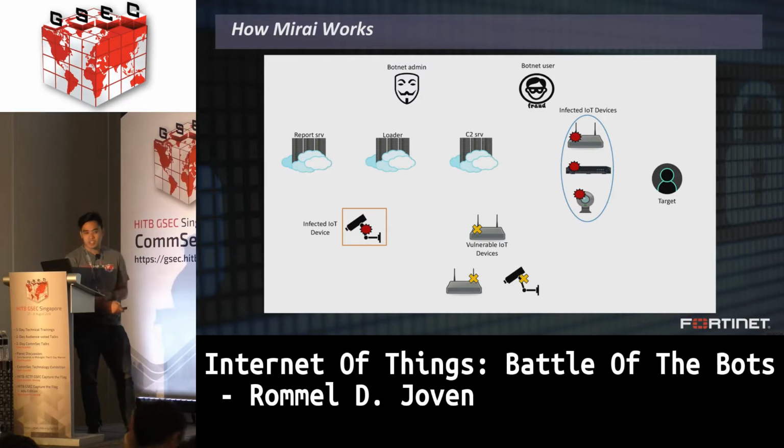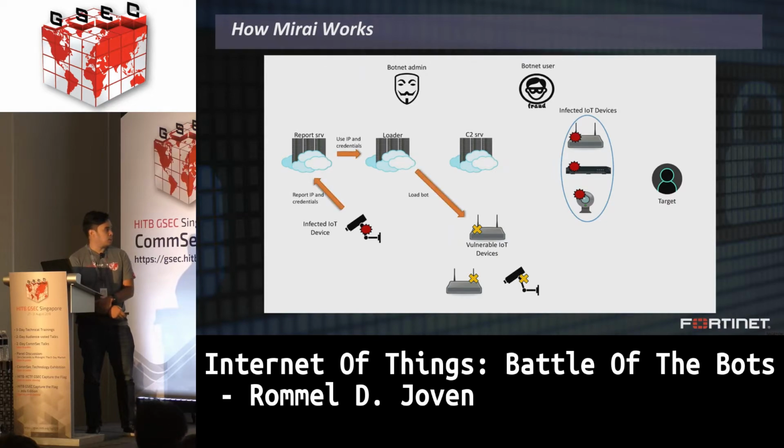To have a better understanding of how the infection chain works in Mirai, we start here with the infected IoT device. The bot module is installed here, and what it does is a telnet port scan. It uses default credentials, since it already has a list of default credentials. After successfully logging into that IoT device, it will report the IP and the credentials to the report server, which was the other component that we mentioned. Then, having the IP and credentials, we have here the loader. This loader will be the one that installs the bot in the infected device. So now we'll have another infected device.